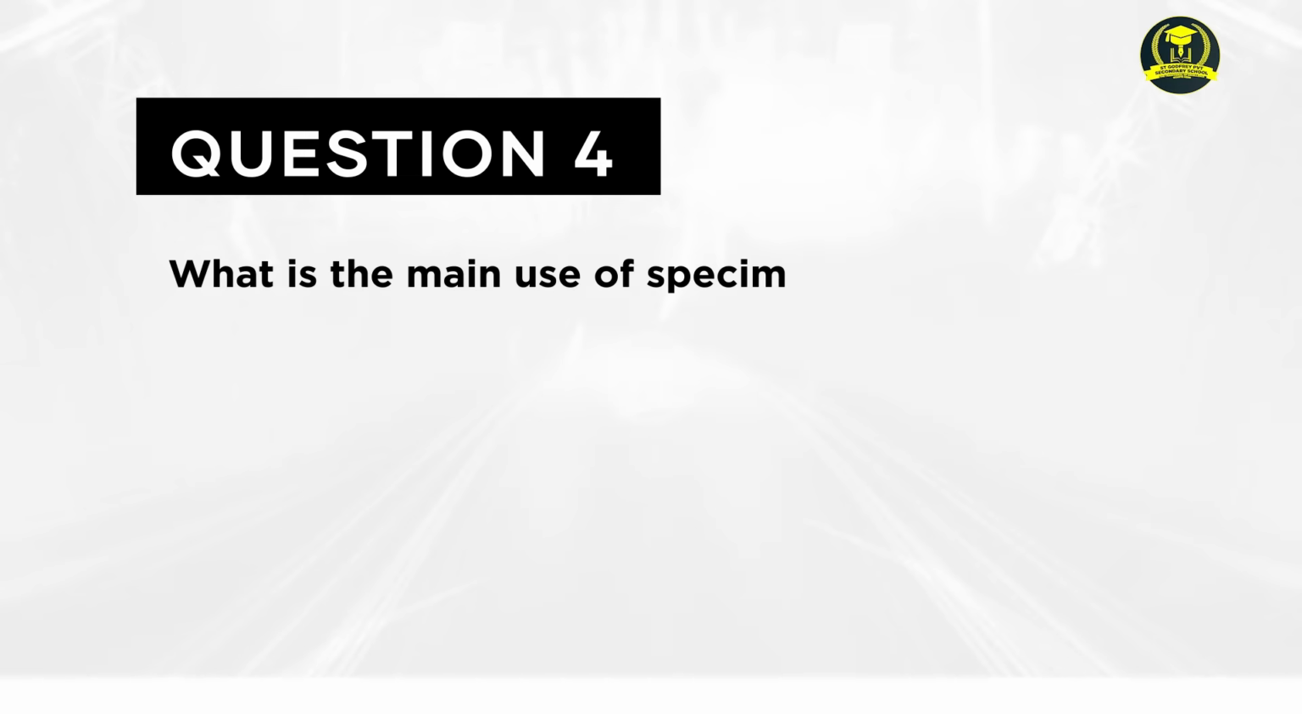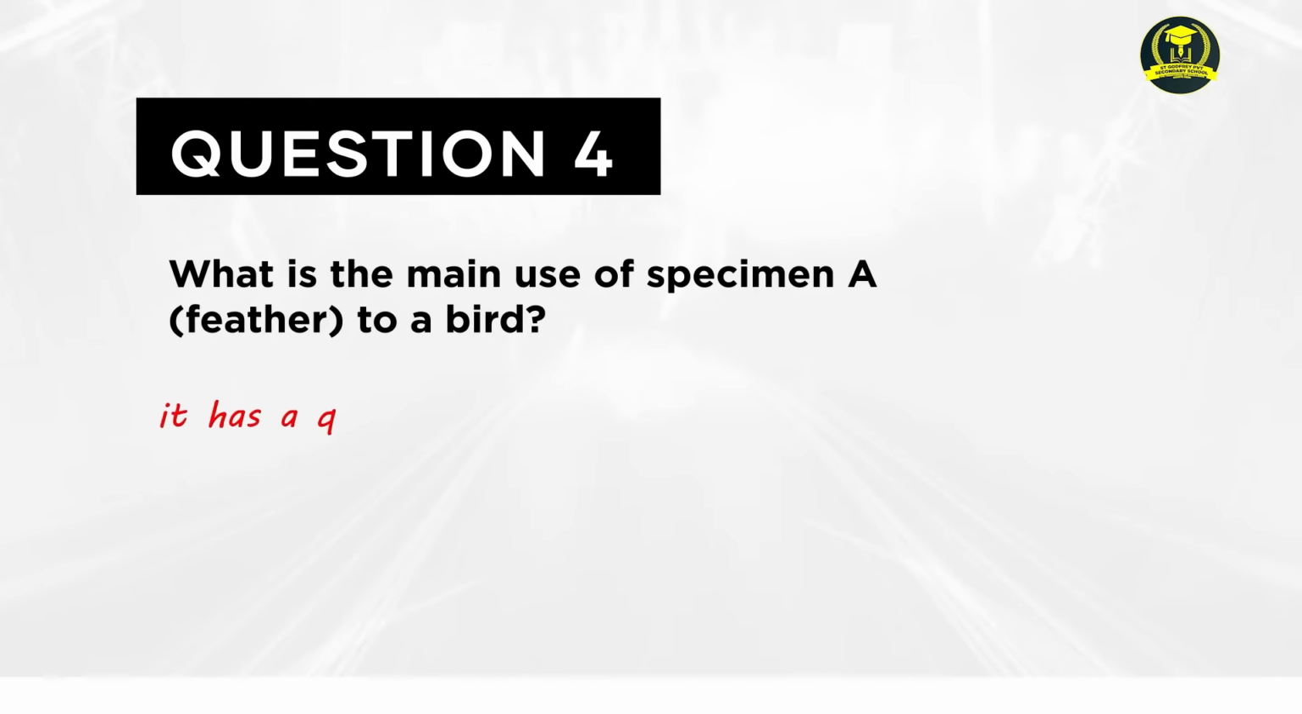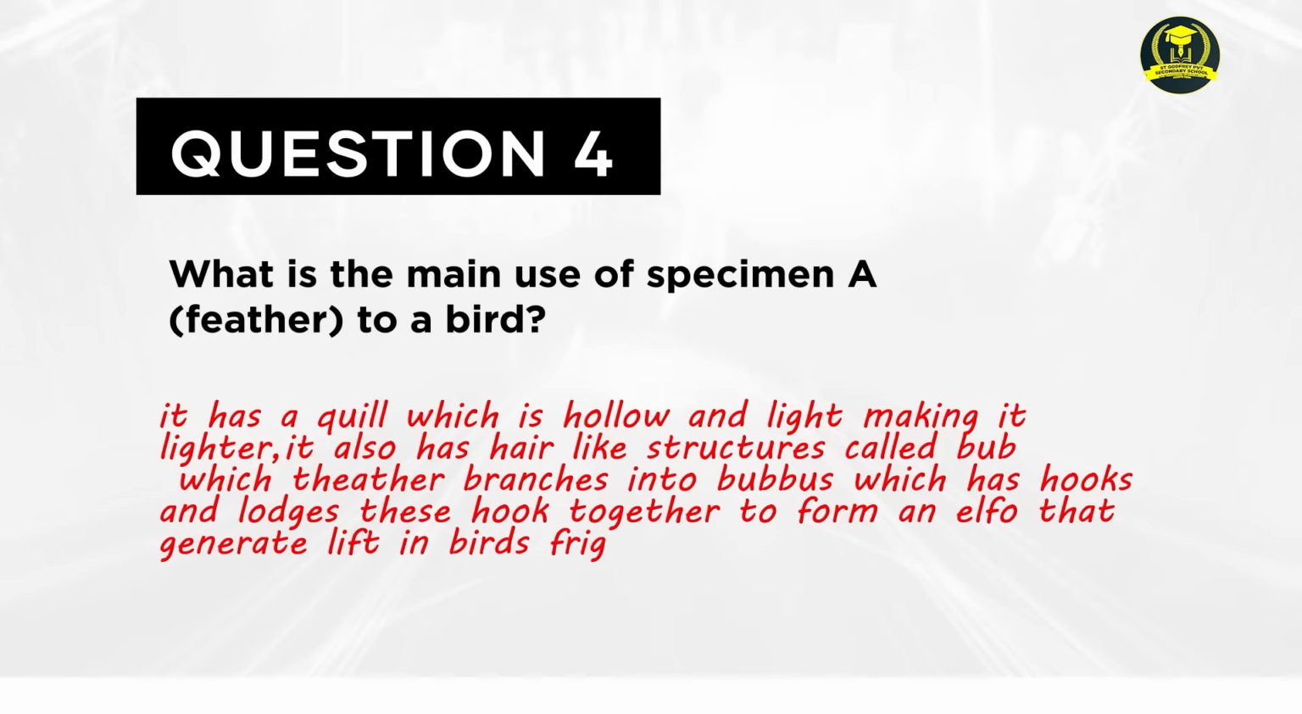State 2 ways in which specimen A, which is the feather, is adapted to its function. It has a quill, which is hollow and light, making it lighter. It also has hair-like structures called barbs, which further branch into barbules, which have hooks and ridges. These hook together to form an airfoil that generates lift in the bird's flight.